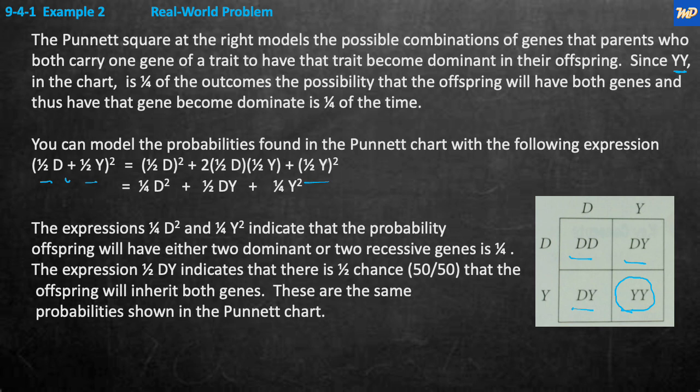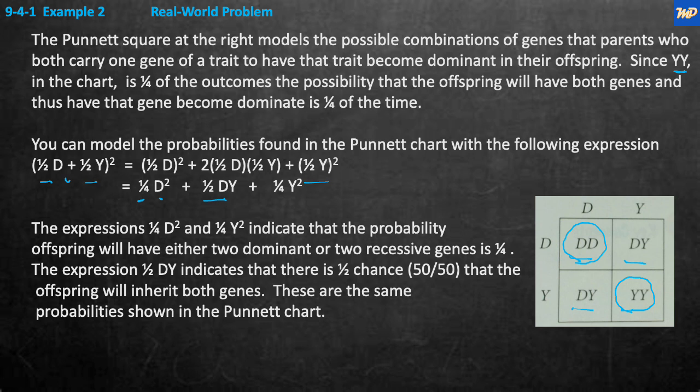Well, if we do that, the 2 times 1/2 is going to give us 1. So it's going to be 1/2 DY is what you're going to end up with. 1/2 DY. So that's basically the math. You're going to have the 1/4 D squared, which is two D's, 1/4 of the time. This is what it's telling you. Look, 1/4 of the time, you're going to have D times D. Here's D times D, and it's 1 of the 4. 1/4 of the time, you're going to get D times D.